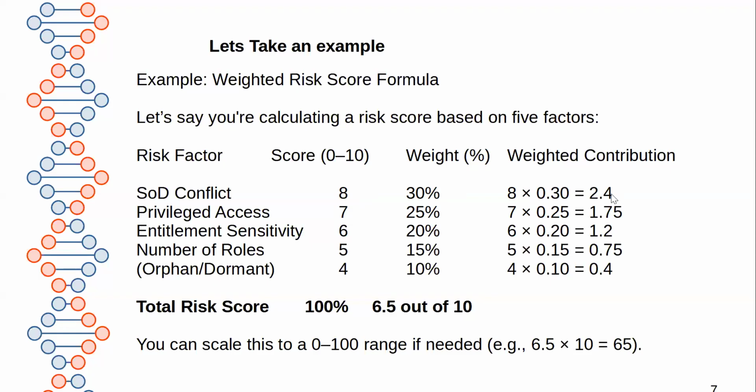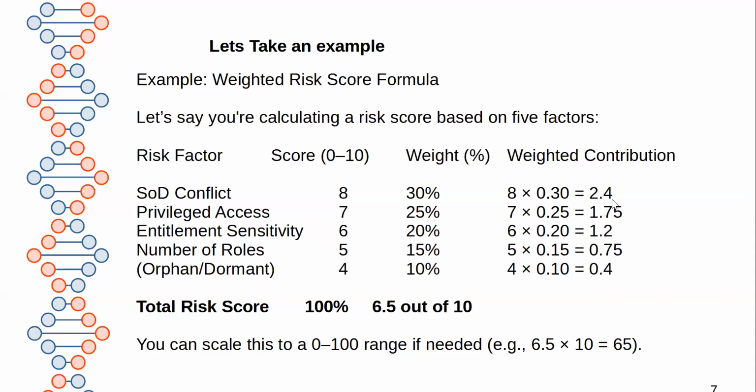2.4. Got it. Similarly, if there is a risk factor which is privileged access, where my organization says that it could be 7 or it could be 8 or it could be 9, and the weightage, if the weightage is 25%, then the weighted contribution comes up 1.75. Similarly, for entitlement sensitivity, it comes like this.